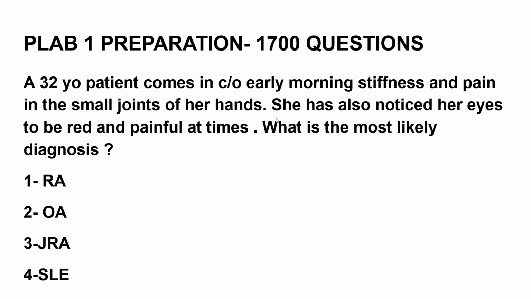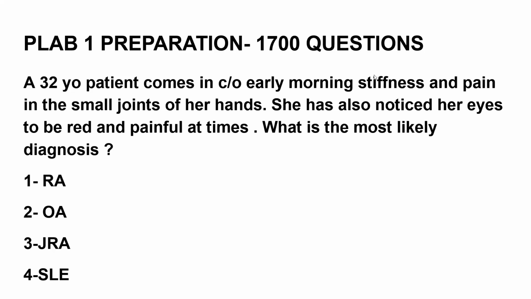Okay, that's another clue. She has also noticed her eyes to be red and painful at times. Why is that? Because sometimes rheumatoid arthritis can actually present with other extra-articular manifestations or symptoms. So it can affect other organs of the body, other places apart from the joints as well. And it is scleritis or episcleritis sometimes, which is associated with rheumatoid arthritis. Okay, so that's another clue, because there is another associated disease present.